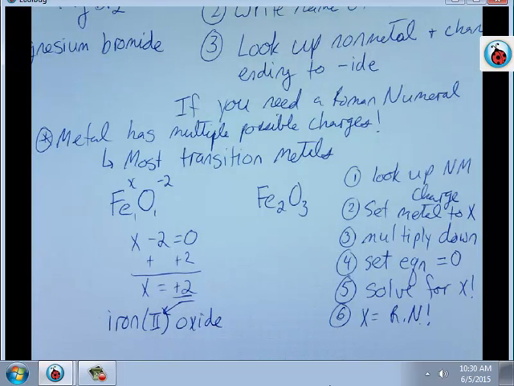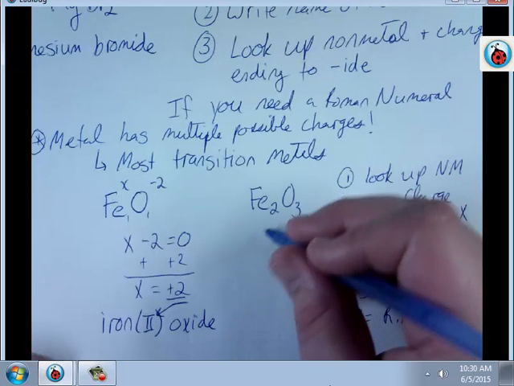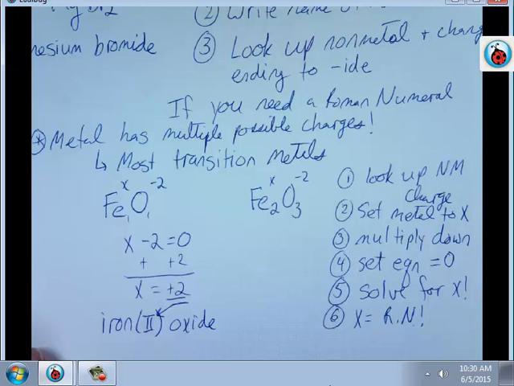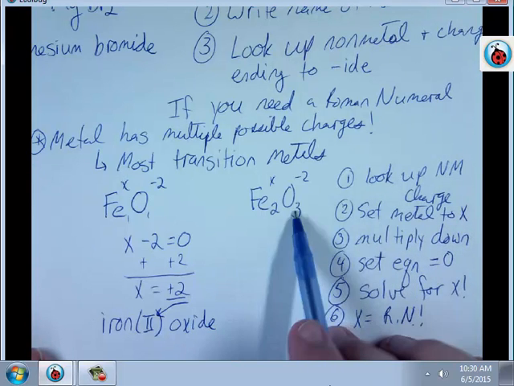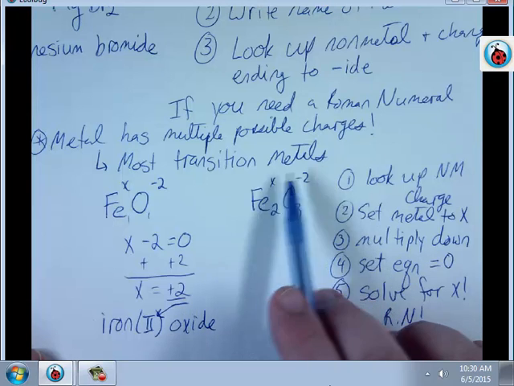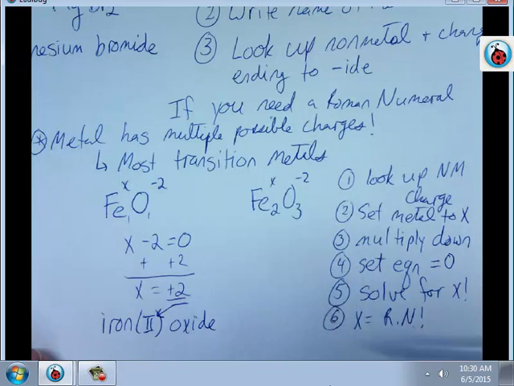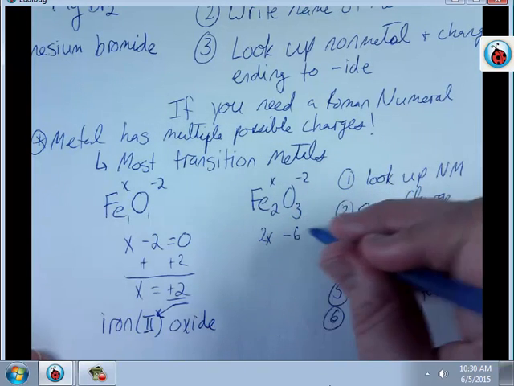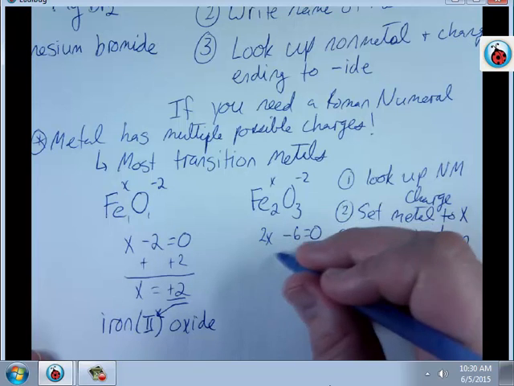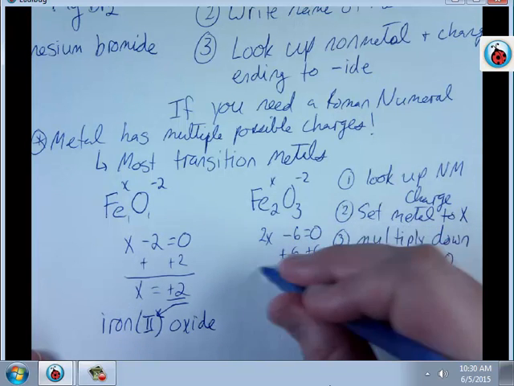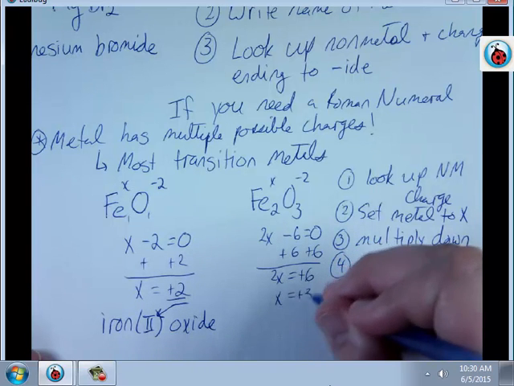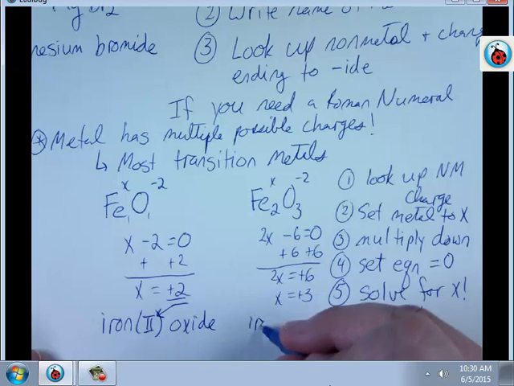We're going to try this one. Same setup. The nonmetal charge is still oxide, so it's still -2. Set the metal to X. Multiply down. -2 times 3 is -6. X times 2 is 2x. Set equal to 0. Now I'm going to solve. I get 2x equals plus 6. X equals plus 3. So this one is iron 3 oxide.